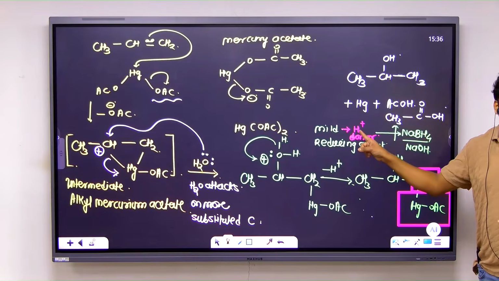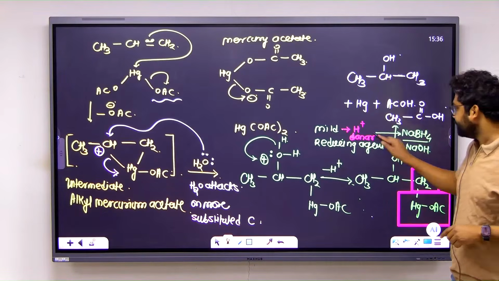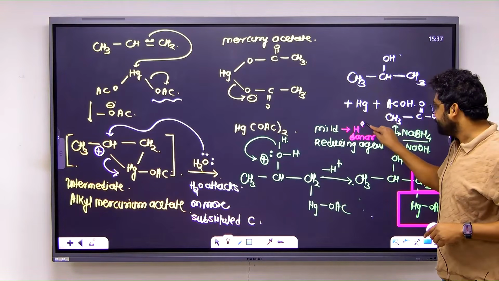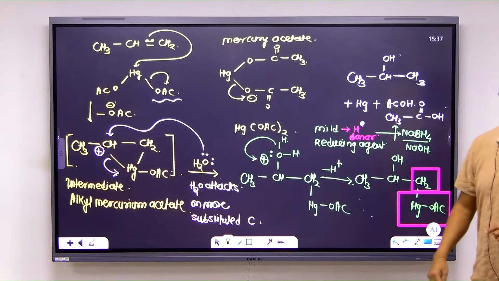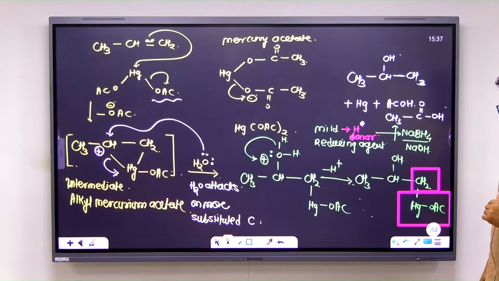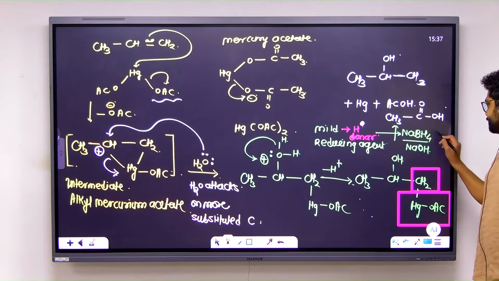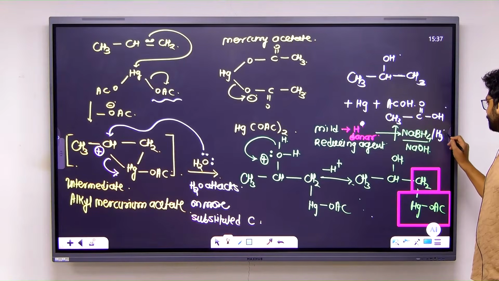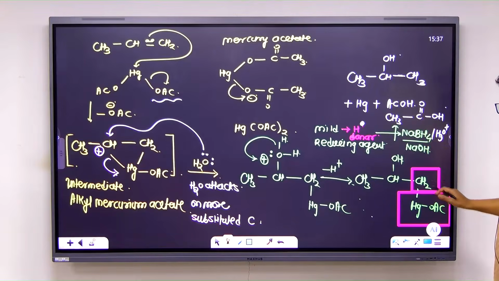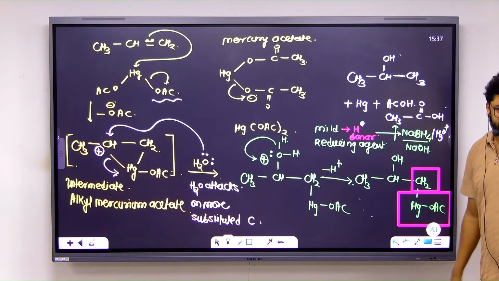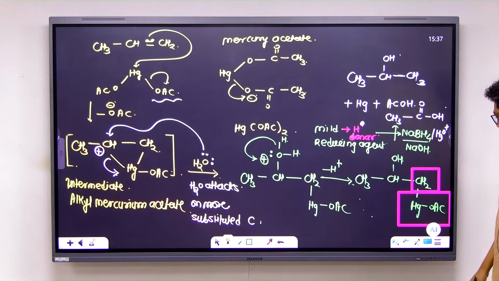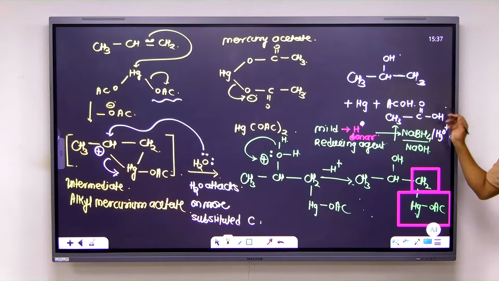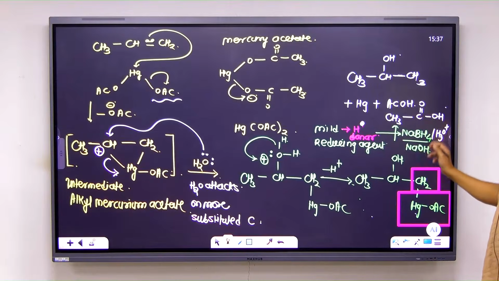Donate what? H. It donates hydrogen. Not H plus, it donates H minus. What does it donate? H minus, and it donates on both sides. Okay, on one side H3O plus can also be needed here. So hydrogen is donated. What does CH2 become? CH3. Right? And at the end it is HgOAc. One is Hg and the last one is AcOH. Acetic acid. What? Acetic acid.